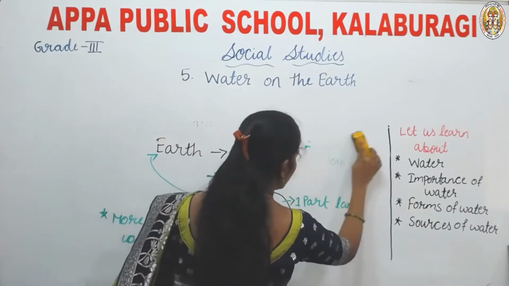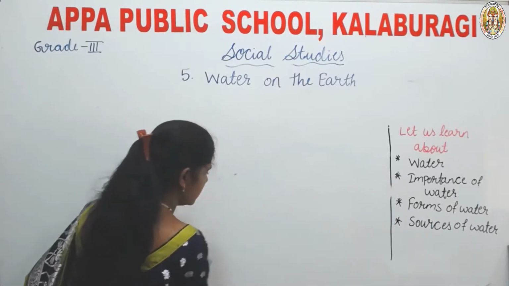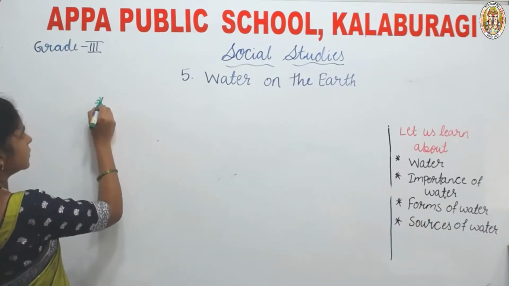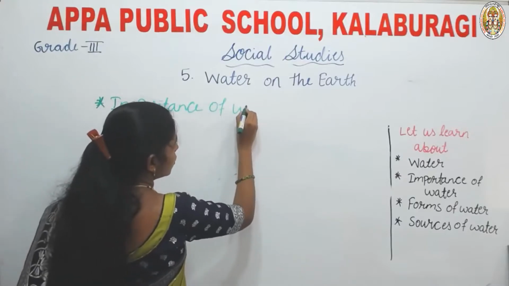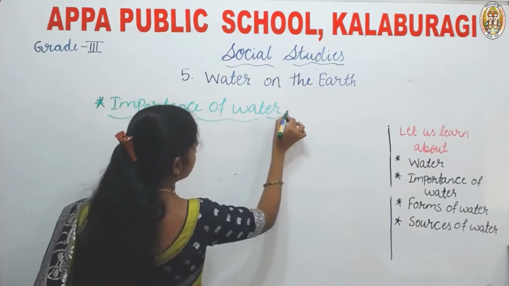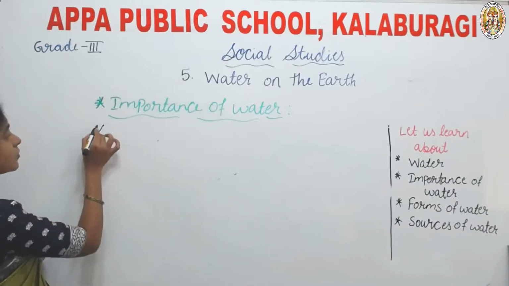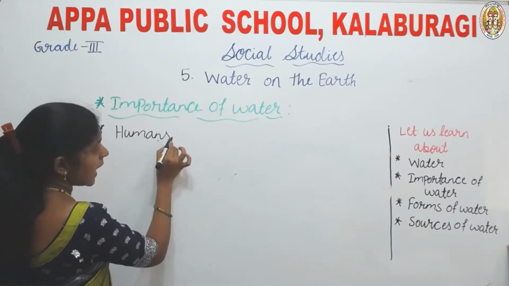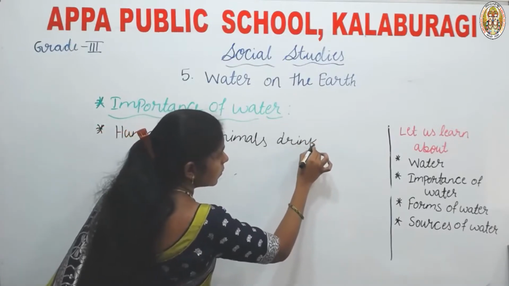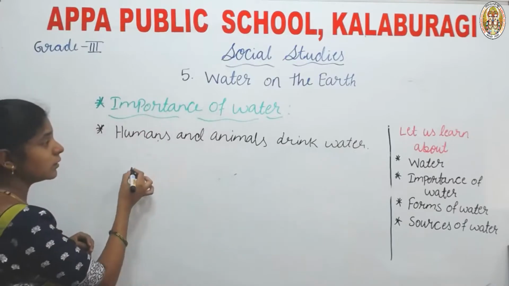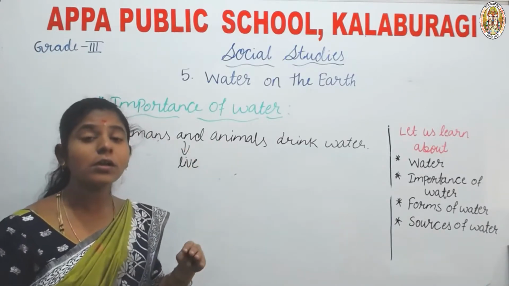Now we will learn the importance of water. What is the importance of water? See here, humans and animals drink water. Why do they drink water? To live. Humans want water to drink and animals also drink water to live.